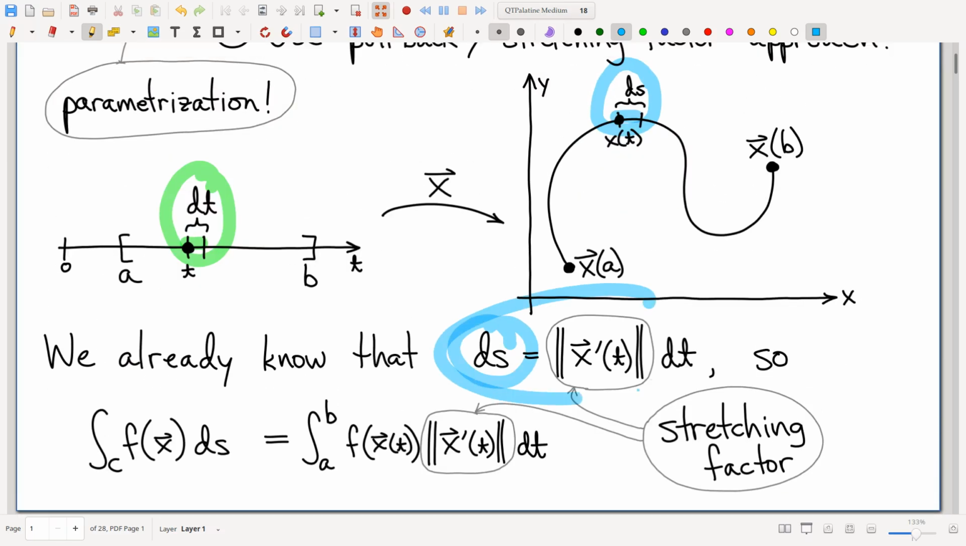ds is already known to be a factor times dt, because ds is a distance, dt is a time, and distance equals speed times time. And speed, of course, is the magnitude of the velocity vector. So, again, lucky break. We already have the stretching factor formula that we need. Is that going down okay? Is everybody happy with that? All right. Sweet. Well, we just keep getting lucky.